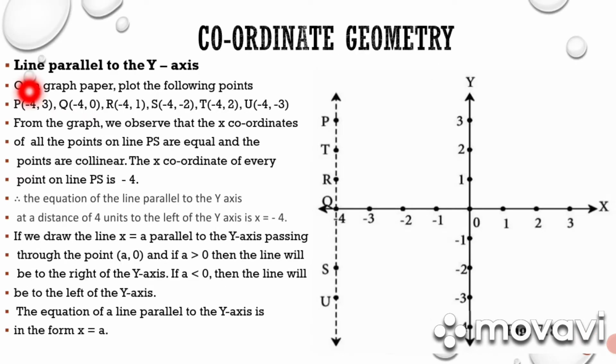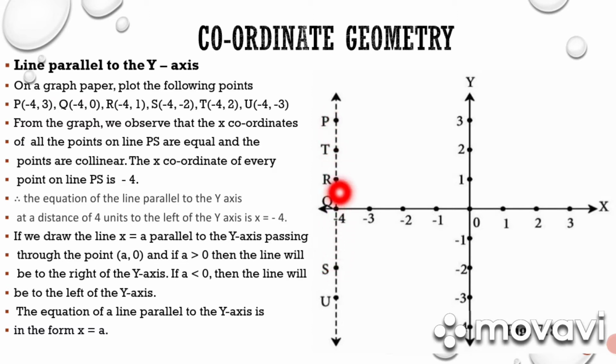Let us now study the line parallel to the y-axis. On a graph paper, let us plot the following points: P (-4, 3), Q (-4, 0), R (-4, 1), point S whose coordinates are (-4, -2), T (-4, 2), and U (-4, -2). We will first draw the coordinate axis, that is the x-axis and the y-axis, taking a suitable scale of 1 centimeter equal to 1 unit. We will now plot the points as shown.